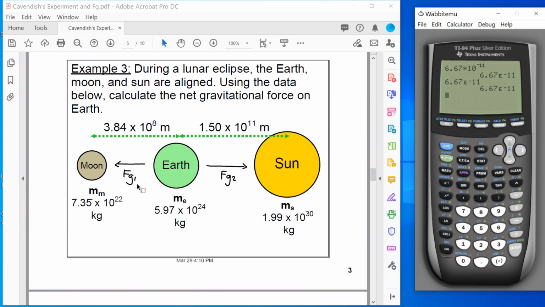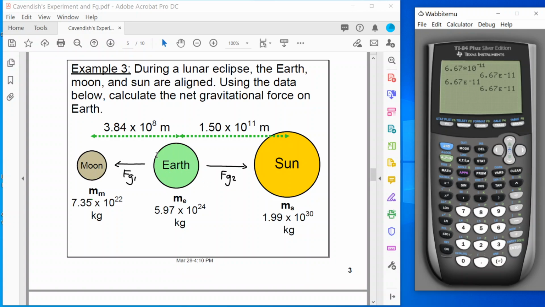Okay, so this is actually example number 4 in your notes. It says, during a lunar eclipse, the Earth, Moon, and Sun are aligned. Using the data below, calculate the net gravitational force on the Earth. So because the question asks me to calculate the force on the Earth, I care about what the Earth feels. So the Earth is feeling a pull towards the Moon. So another way of saying that is the Moon is pulling on the Earth.